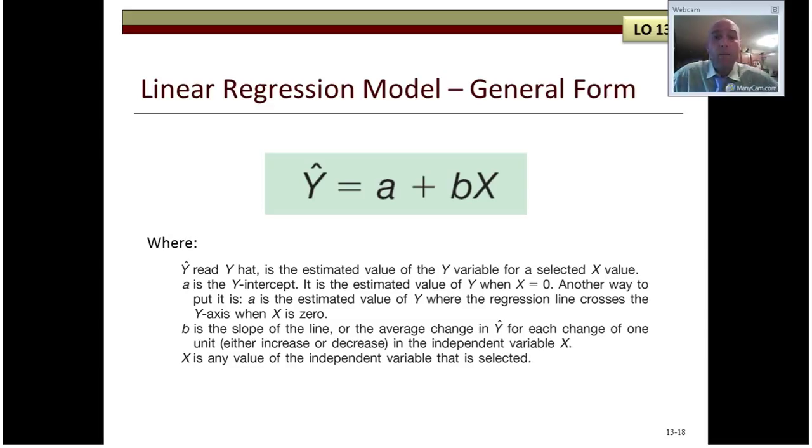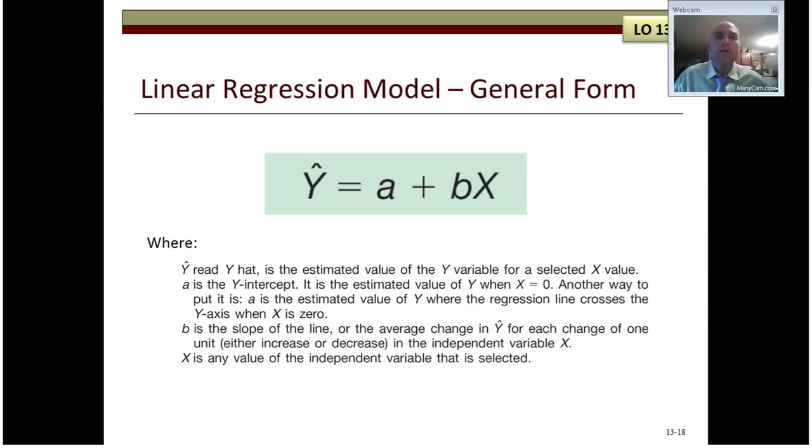Y hat equals a plus bx. Y is the vertical, the dependent variable, and y hat is its predicted value. And we're going to make the prediction using the form a plus bx. Y hat is sometimes written as y prime. Prime is an apostrophe. These things, depending on where you are, are slightly different, but the form maintains some similarity. A is your y-intercept. It's the value of y when x equals 0. B is the slope of this equation, and it's derived directly from the correlation.